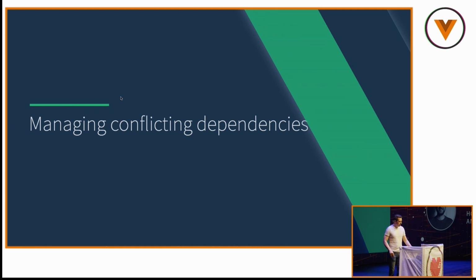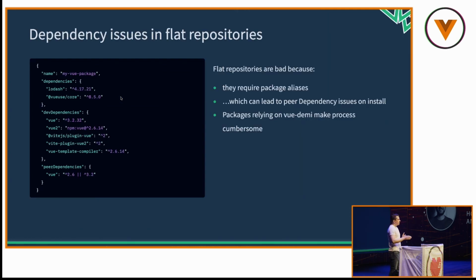But the actual big point is probably this one. Because when you put all of the dependencies that you would need to build your component library for Vue 2 and Vue 3 in a single package JSON, you will notice that it's quite messy and quite complex, and not necessarily even able to work properly.